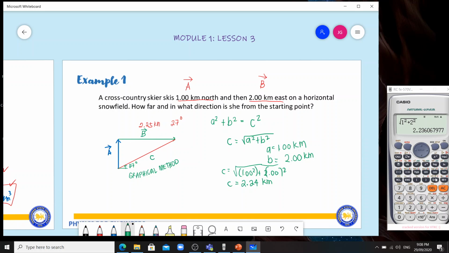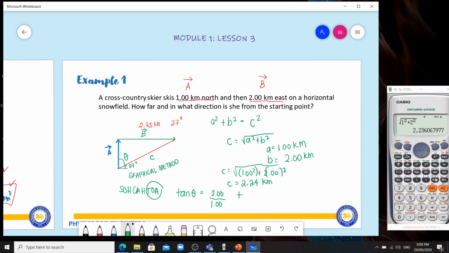kilometers. Ngayon, yung angle natin, pwede natin gawin ulit ng triangle, 'di ba? So, for example, kunin natin yung inner triangle para makuha natin itong angle na to. Ang given kasi natin is the opposite side and the adjacent side. So, syempre sa tangent tayo. Tan theta is equivalent sa opposite side, which is b, 2 kilometers, divided by adjacent, which is 1 kilometer.